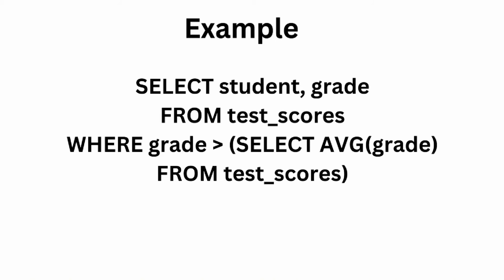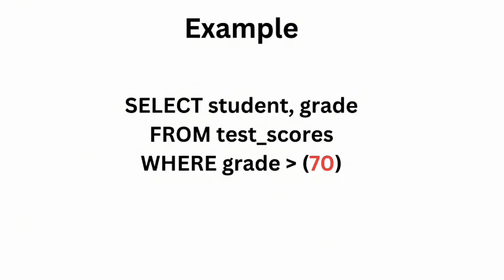We would say select student, grade from test scores where grade is greater than, and here in parentheses, we have our subquery, where we're going to have select average grade from test scores. So notice what we're doing here. We're first going to run the code that's inside the parentheses, the subquery, and that's going to return back the average grade across the table. Then we're going to be able to use that result in order to select students who have grades greater than the average.